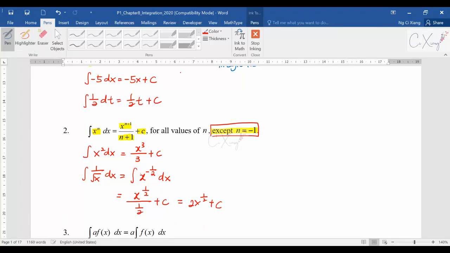Okay, so you cannot tell me, oh teacher, I integrate the one on top and integrate the one at the bottom separately. Can or not? Cannot. Right, you have to change it so it becomes a pattern that you can integrate. Alright, so this is what we have for the second rule.